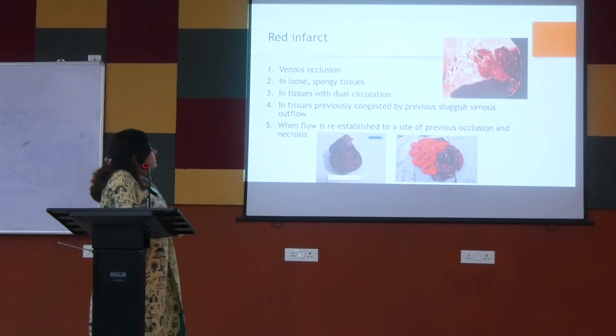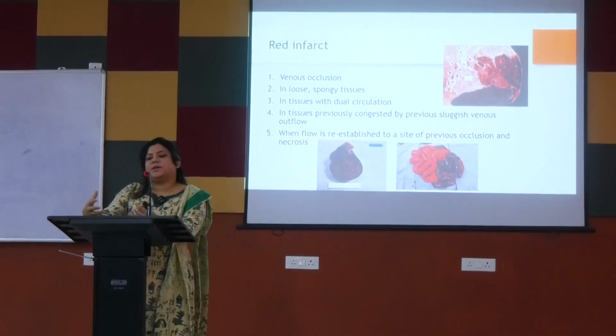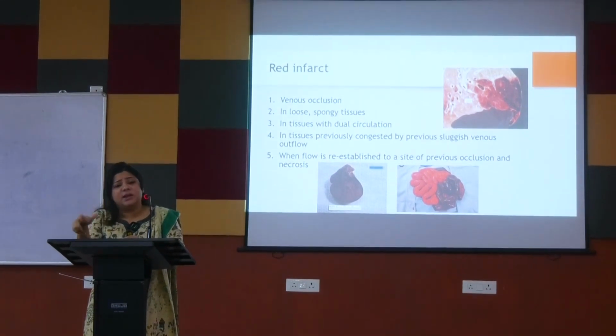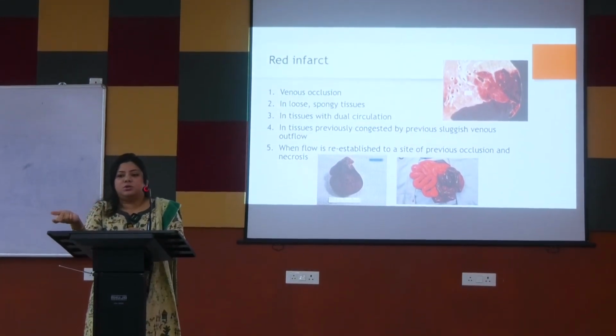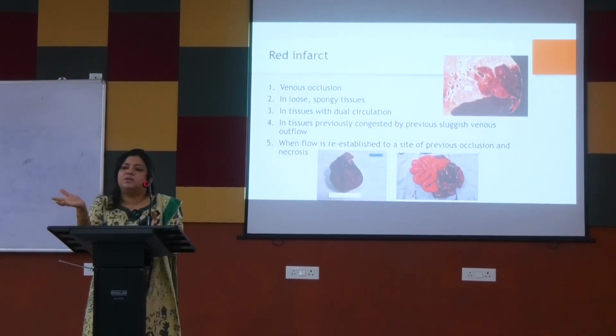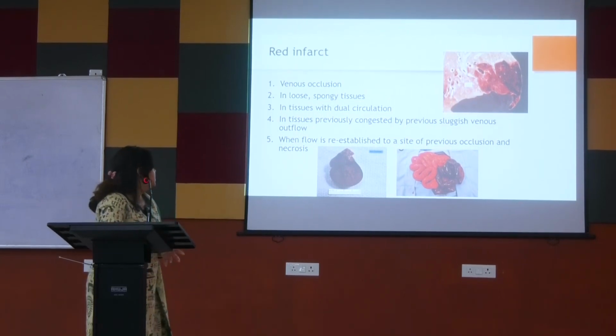In tissues previously congested by a sluggish venous outflow. So say the venous outflow was already obstructed, and then 100% occlusion occurs over here. So it was already congested. This organ was already congested. That is why there will be red infarct.